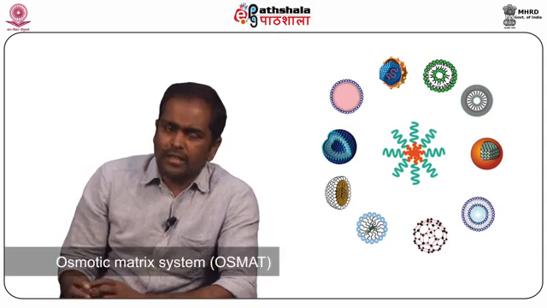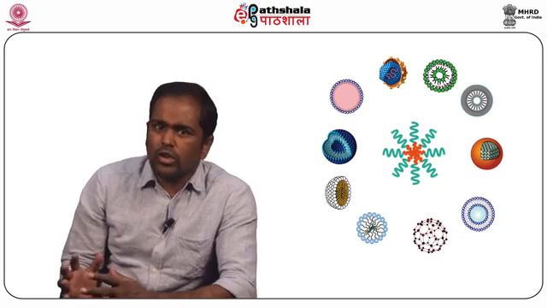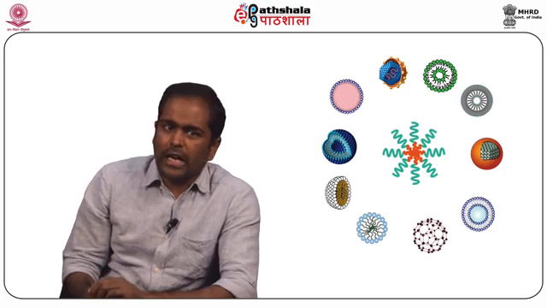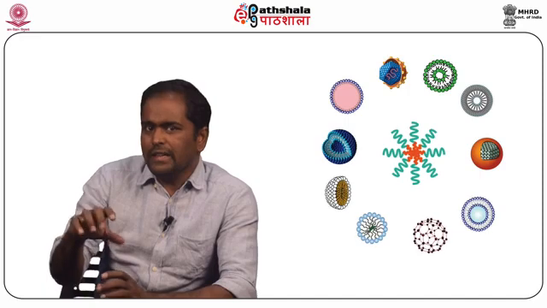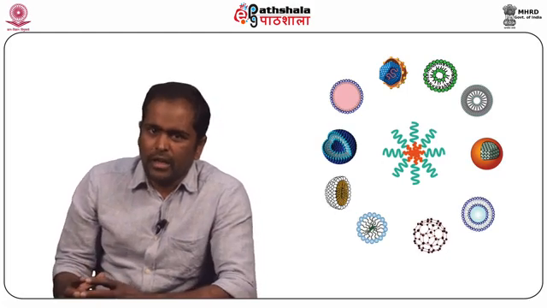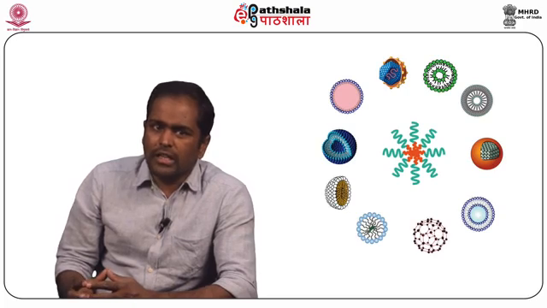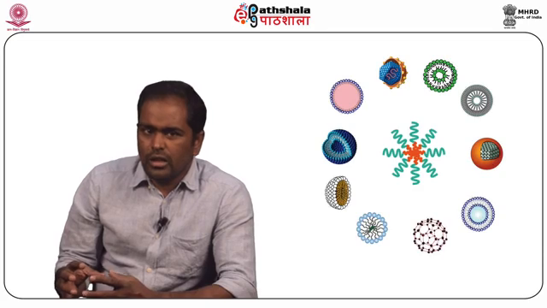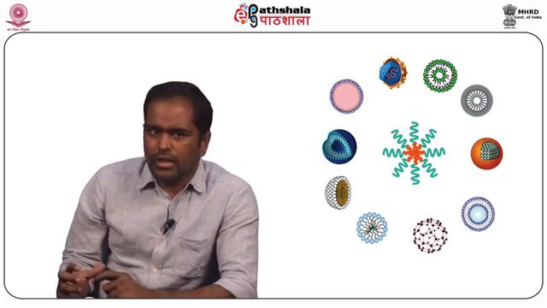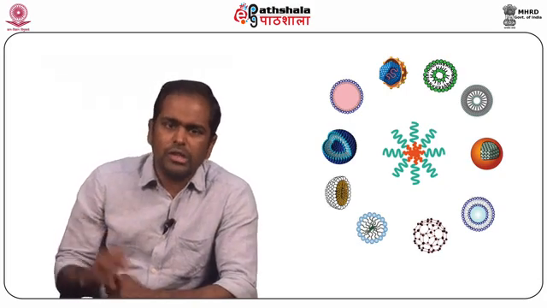Now, the osmotic matrix system, abbreviated as OSMAT. This is a relatively newer osmotic controlled drug delivery device which exploits the property of hydrophilic polymers. So basically it is designed with the help of hydrophilic polymers. These polymers swell and form a gel when placed in an aqueous medium, and are also responsible for generating an in situ semi-permeable membrane. Therefore, the polymers used in this system are meant for the development of a matrix system and also simultaneously function similarly to a semi-permeable membrane.